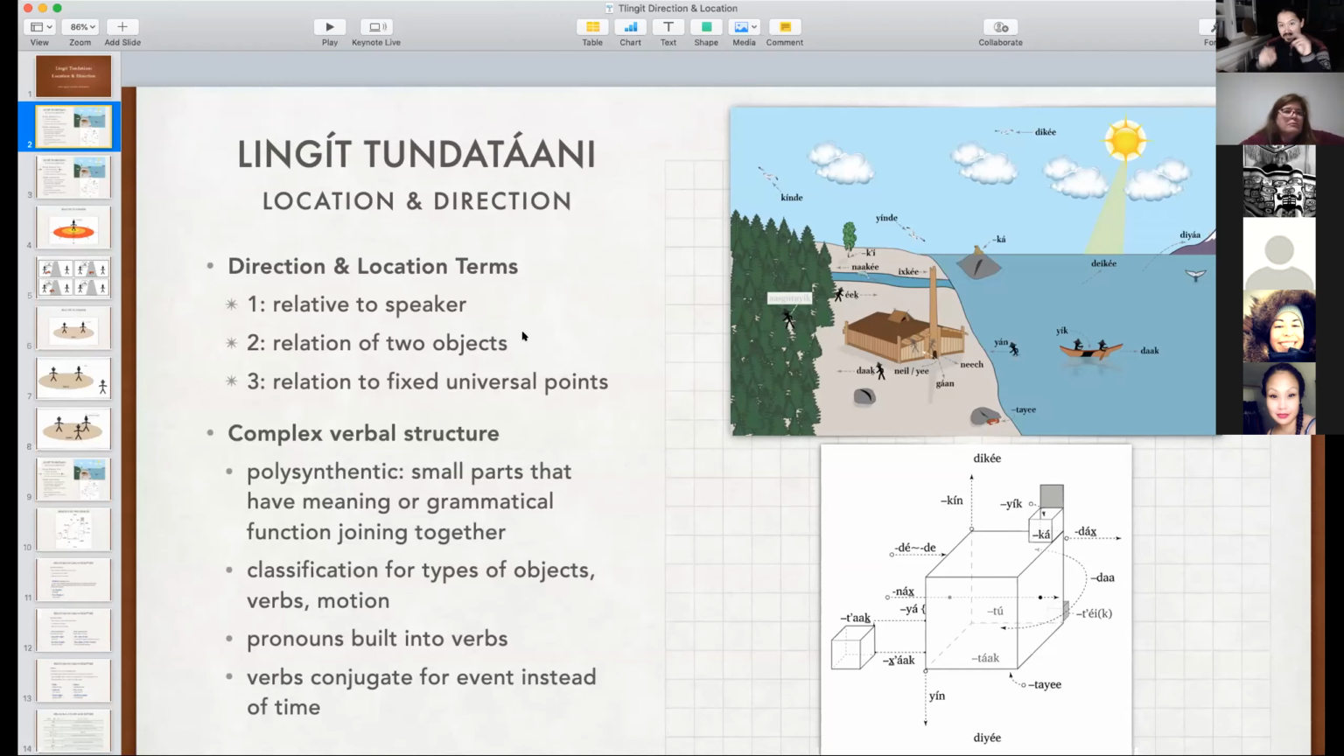The second type of thing is between 2 objects, right? 2 things. It's on it, it's around it, it's under it, it's over it, those types of things. So that's the second type of thing we're going to look at. The third is these universal points: the beach, inside of a building, outside, inside, up, down. So the reason why we divide these into these 3 things is because the way we use them is a little bit different.